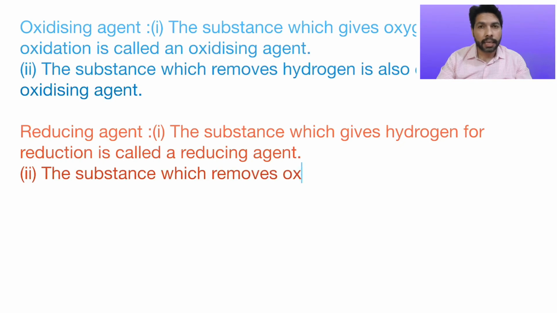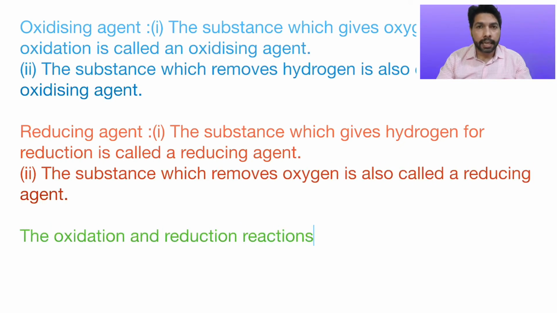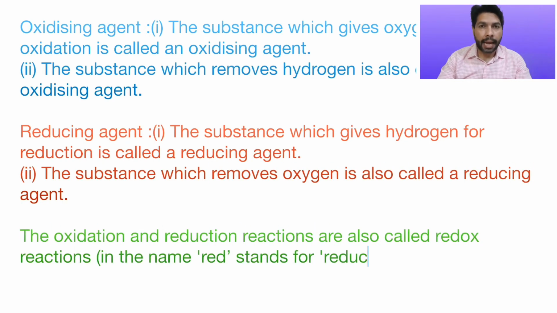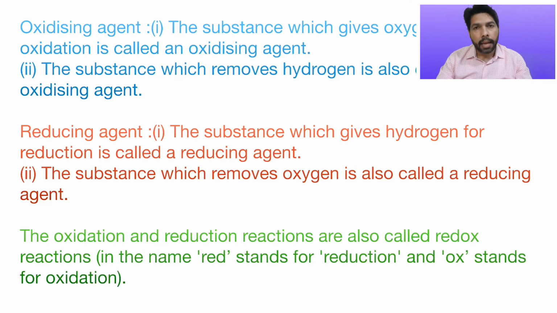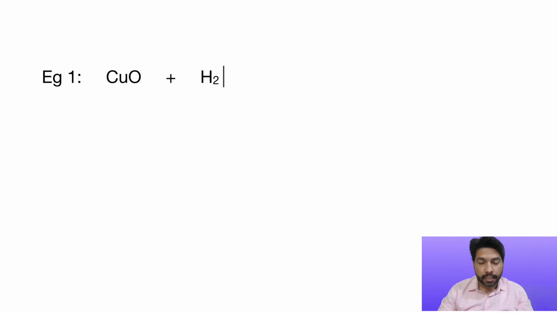So what are oxidizing agents? Substances that get reduced will act as an oxidizing agent, and substances which get oxidized will act as a reducing agent. Simple. If a substance gets oxidized, it will act as a reducing agent. If a substance gets reduced, it will act as an oxidizing agent. So let's quickly see certain examples.